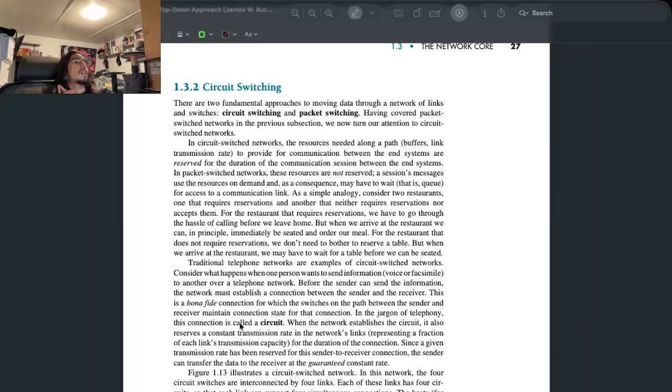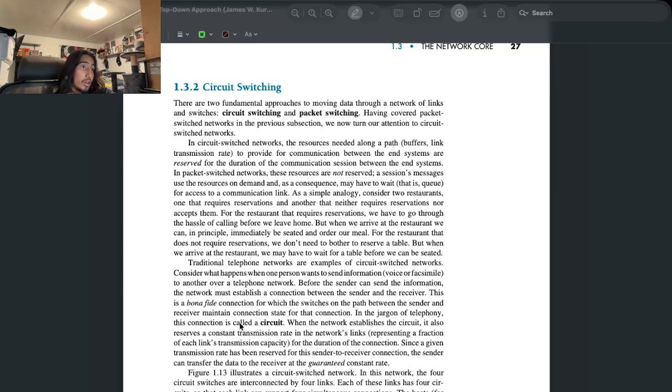As a simple analogy, consider two restaurants, one that requires reservations, another that does not require reservations or accept them. For the restaurant that requires reservations, we have to go through the hassle of calling before we leave home. But when we arrive at the restaurant, we can, in principle, immediately be seated and order our meal. For the restaurant that does not require reservations, we don't need to bother to reserve a table. But when we arrive at the restaurant, we may have to wait for a table before we can be seated.